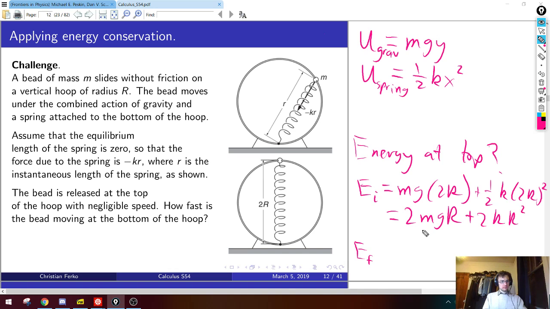So is this integrating from 2R to 0 of each of these? No, no integral. Energy is kinetic plus potential. There's no potential, so the energy at the bottom is just kinetic. So what's the kinetic energy?